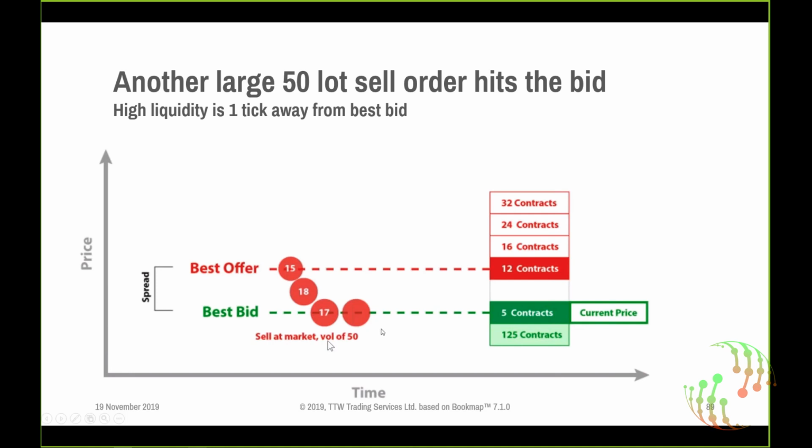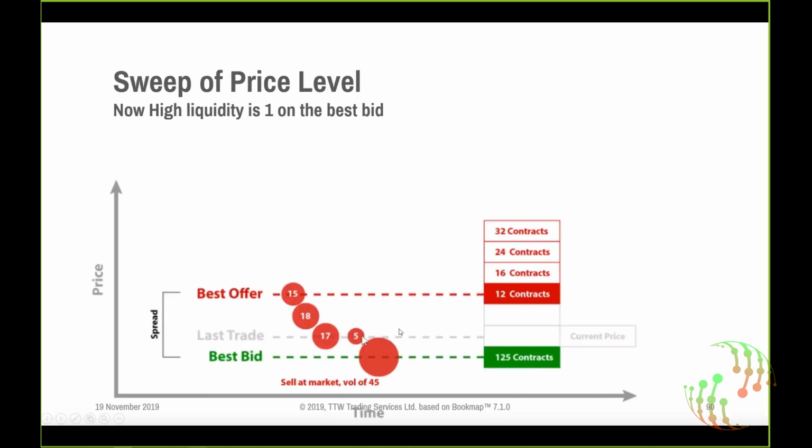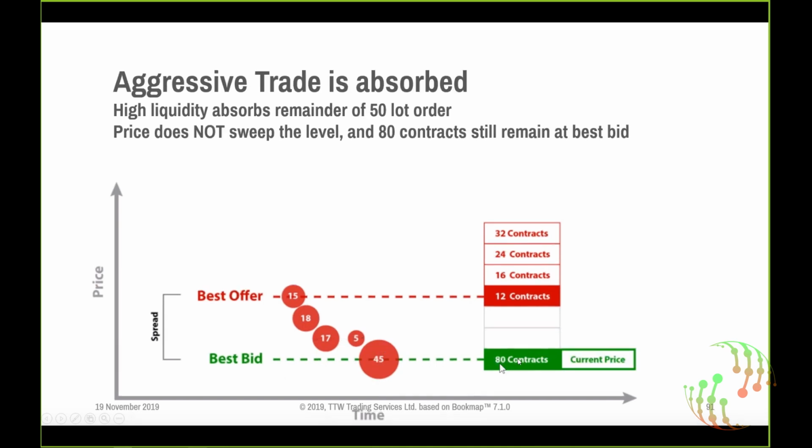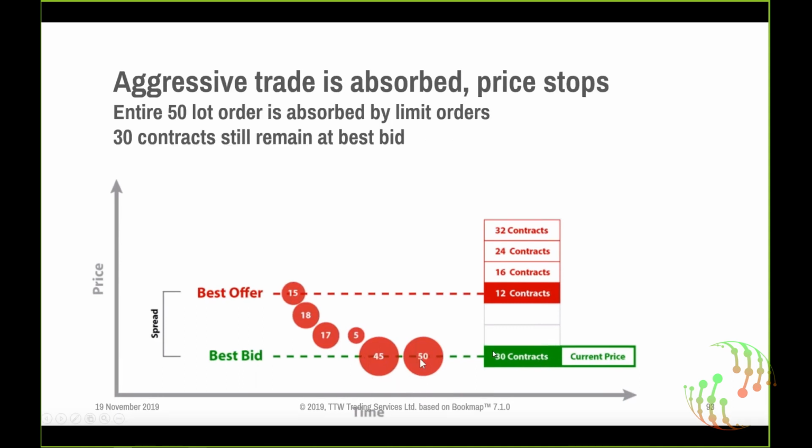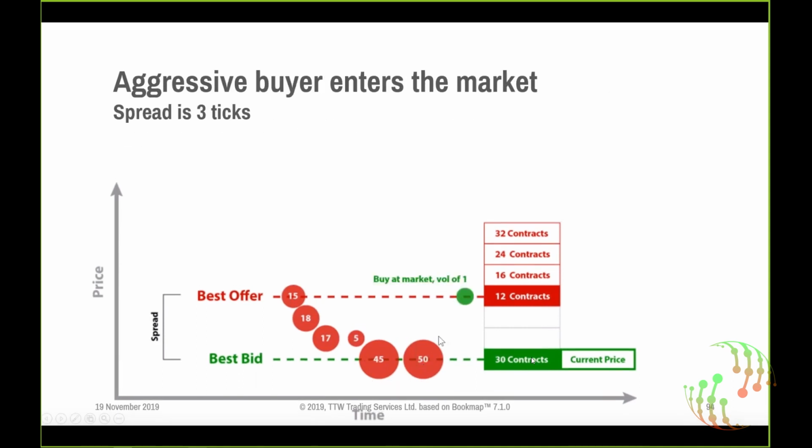And what happens? A new sell comes in, and at 5 bids, and we have 45 also on the bid here. That means 80 contracts are left here, still remaining at the best bid. Another 50 hits the 80 contracts. We have 30 contracts on the best bid. And now the book is flipping.